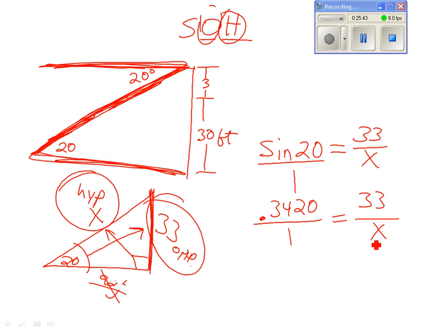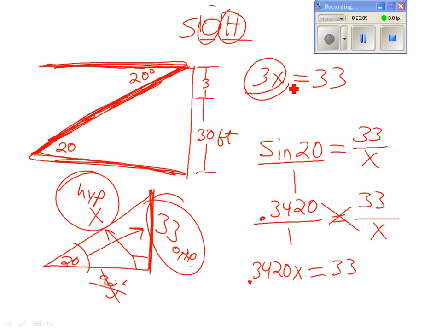Now what do we do? Cross multiply. I'm going to do the hard part for you. 1 times 33 is 33. What's the other side? Now watch, because everybody's letting this confuse them. If I wrote this up here, 3x equals 33, what would you do next? Divide by 3. You divide by the number that's with the x, right? What do you do down here then? Divide by 3. Divide by 0.3420, that big long decimal.